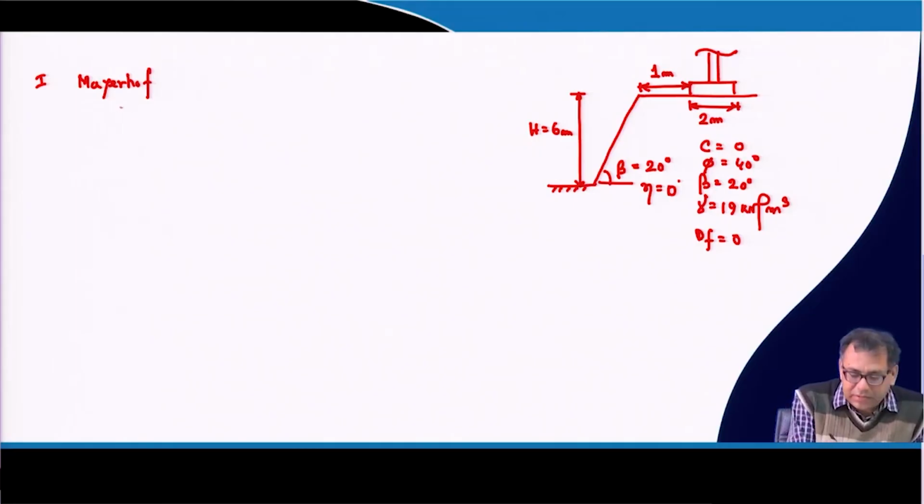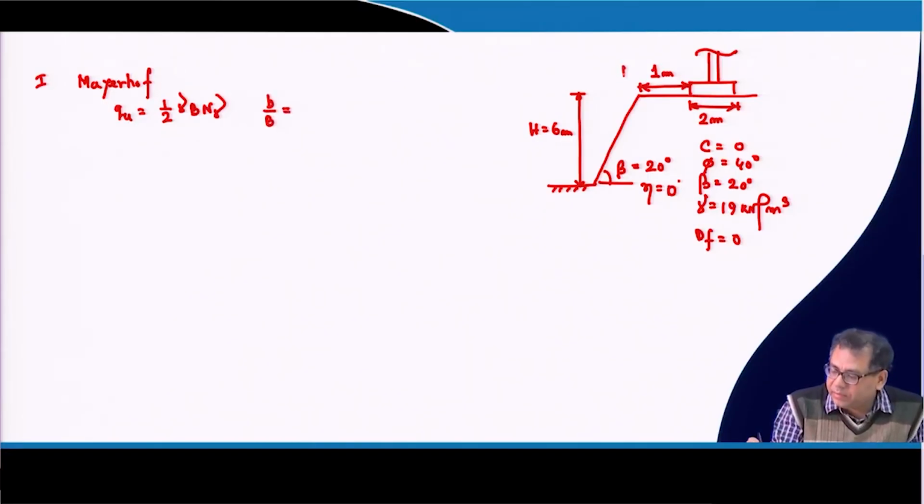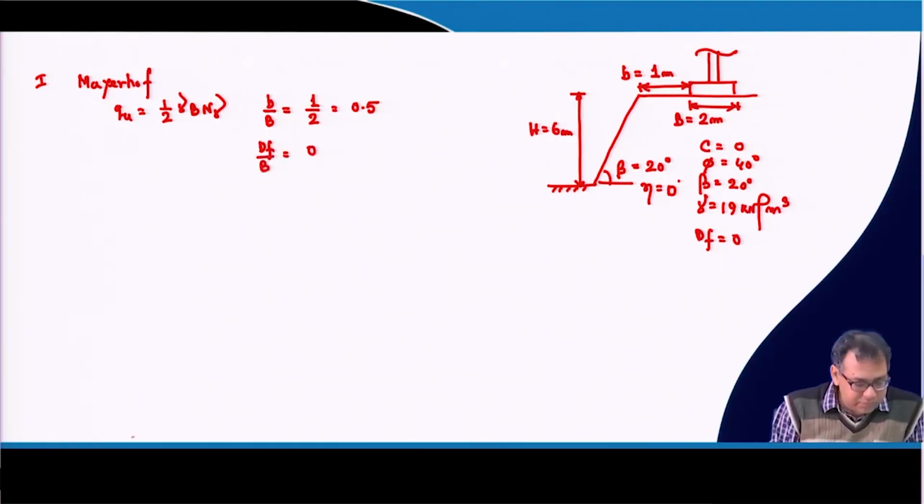So, Meyerhof, N gamma q for C equal to 0, the ultimate load qu is half gamma B N gamma. Okay. Now, b by B, small b is equal to 1, capital B is equal to 2, so this value is 0.5. Now, Df by B is equal to 0.